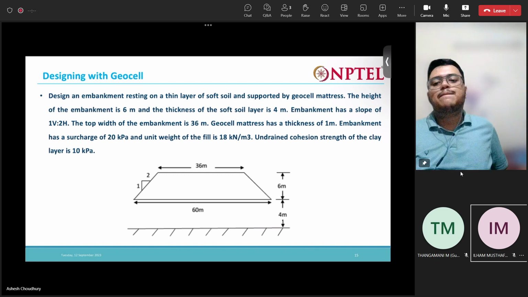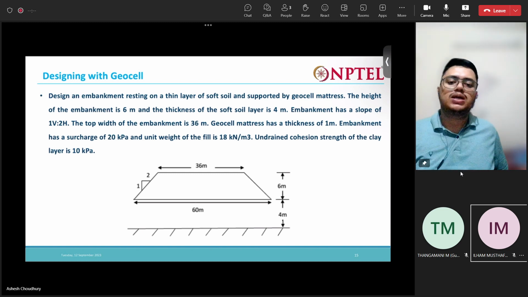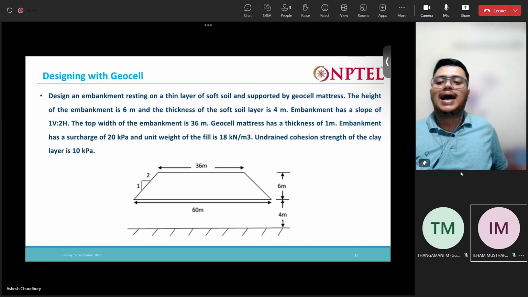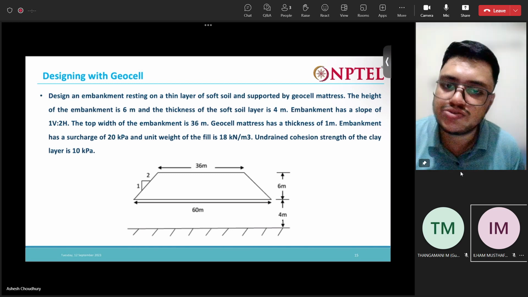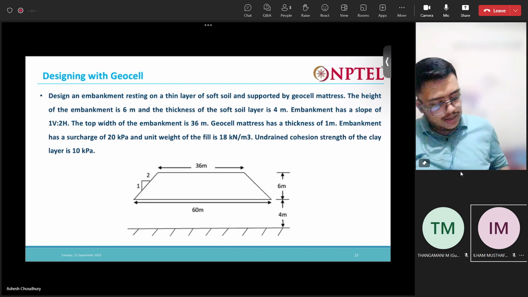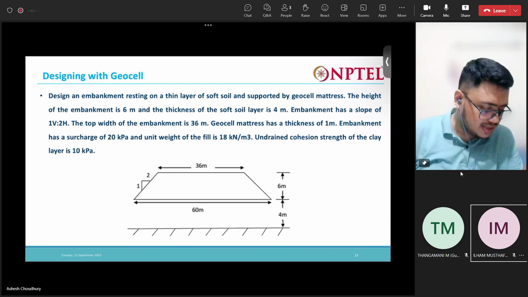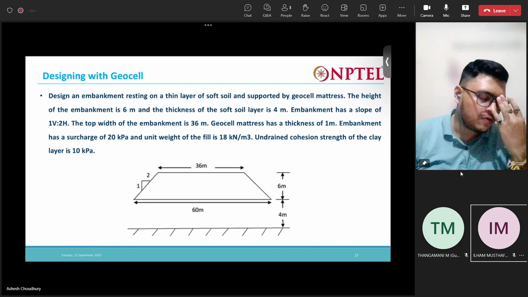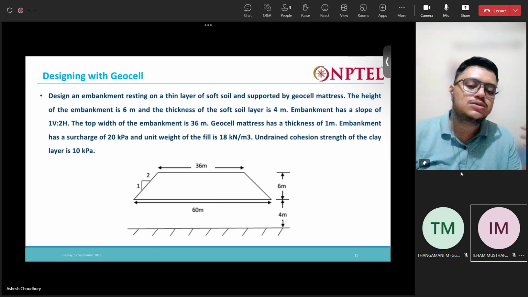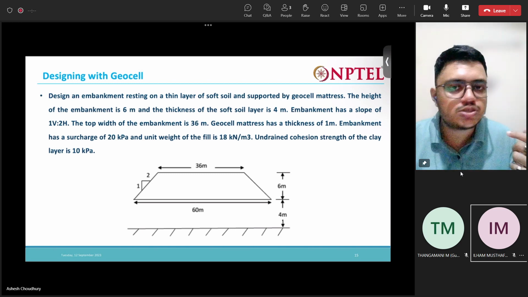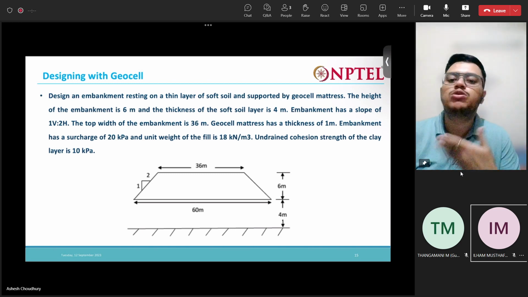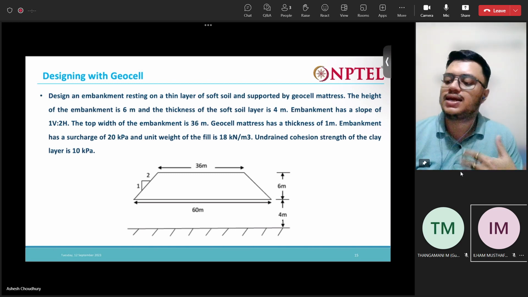We design an embankment resting on a thin layer of soft soil and supported by a geocell mattress. The height of the embankment is 6 meters. The thickness of the soft soil layer is 4 meters. Obviously, 4 times 4 is 16, so the width of the embankment is larger than 4 times the thickness of the soft soil layer. So whatever theory we have discussed just now, we can apply that theory.